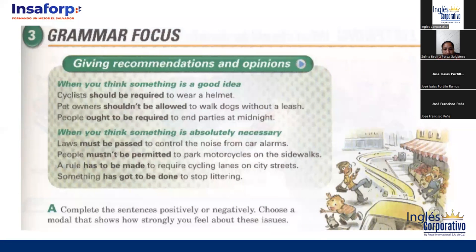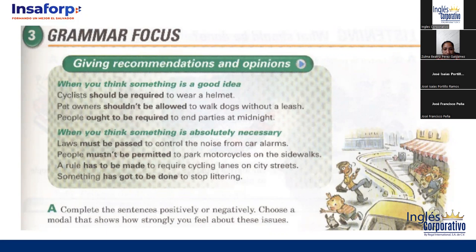The first one is should for affirmative sentences, and shouldn't for the negative. Then we have ought to be required to, which is another option, similar to have to. So should be required, shouldn't, or should be allowed, because you can play with that. Should be required or shouldn't be required, should be allowed or shouldn't be allowed, ought to be required.